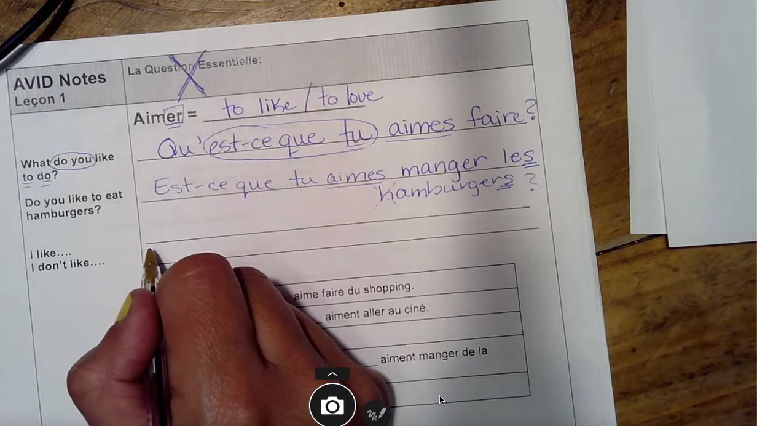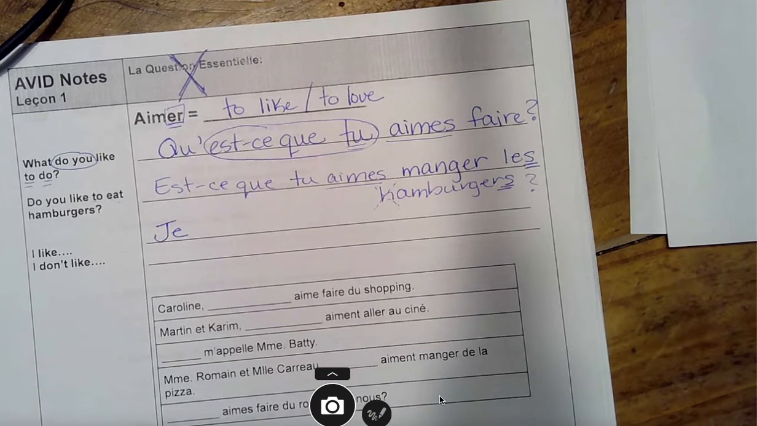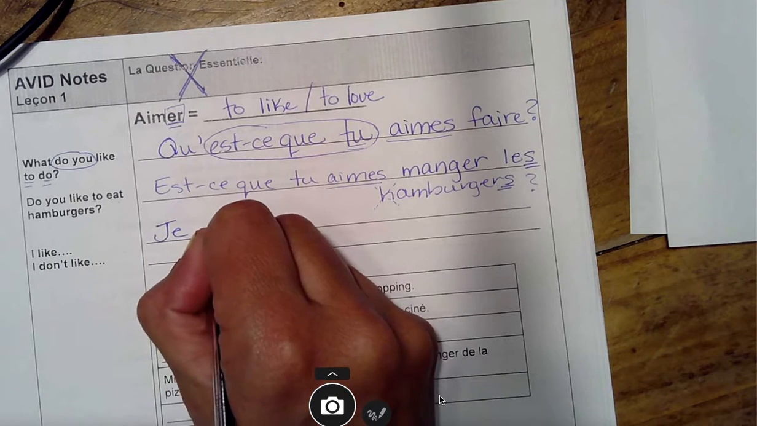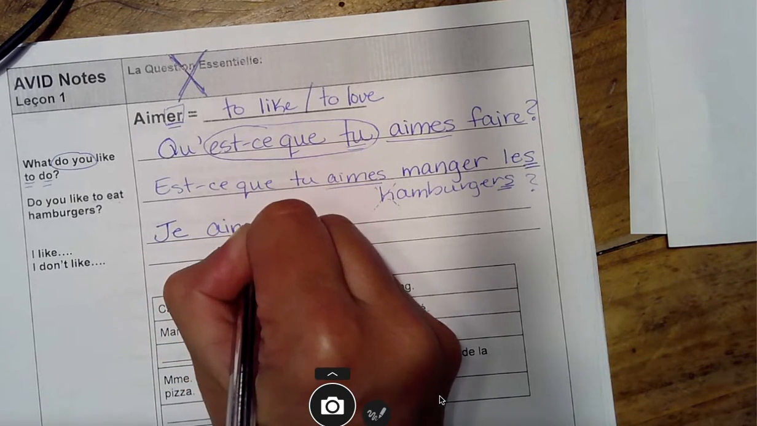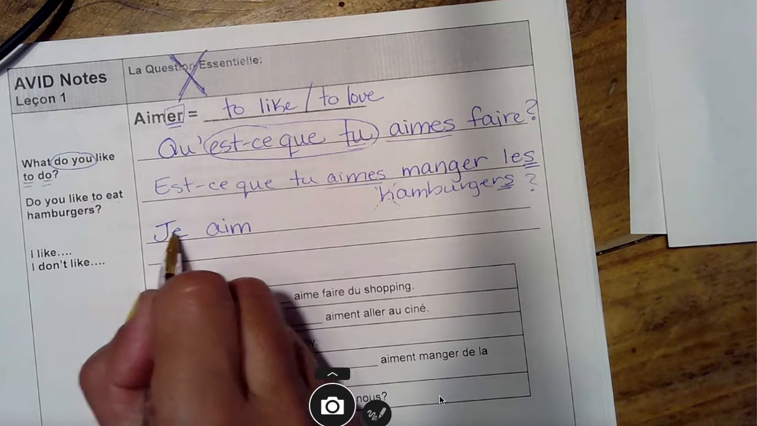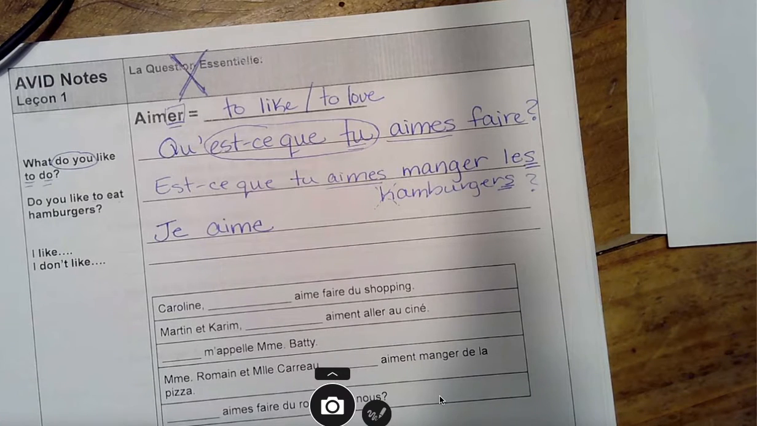Okay? All right. So now let's say I like or I don't like. I like. Je is the word for I. I hope you remember that. But now we have the verb to like is aime, and we have to conjugate it for je, for I. So we have to know how to say I like. So our ending for je is just an E. Don't worry about it right now. We're going to practice this later.